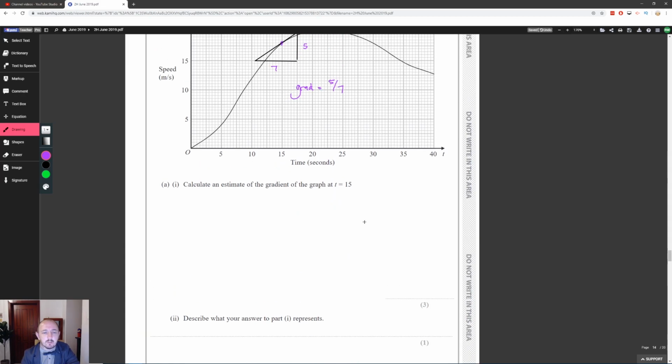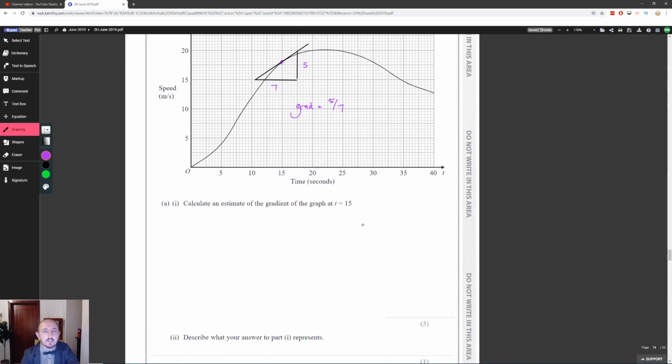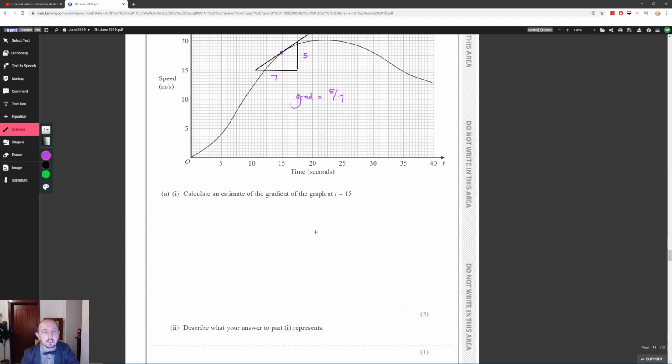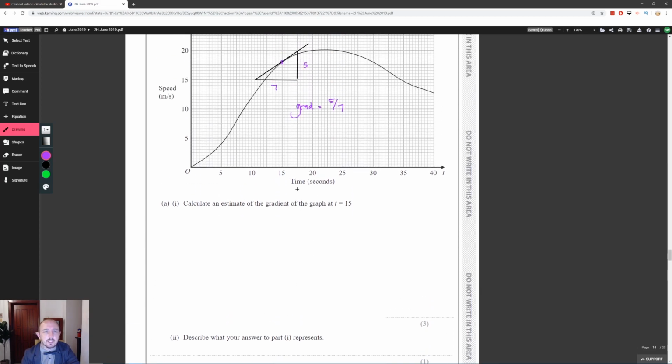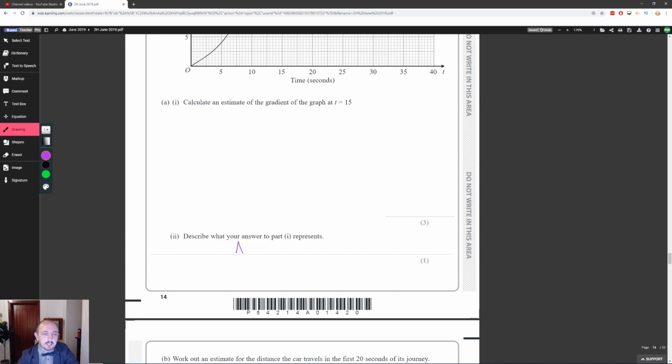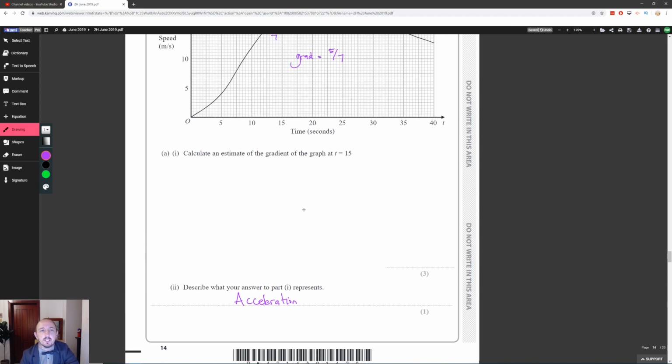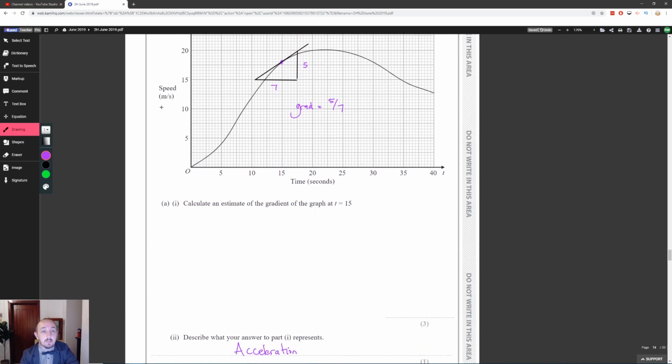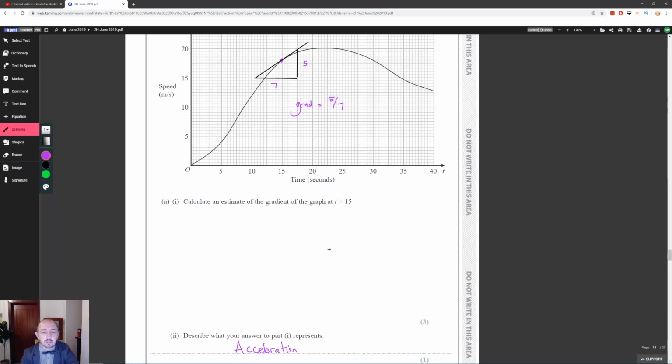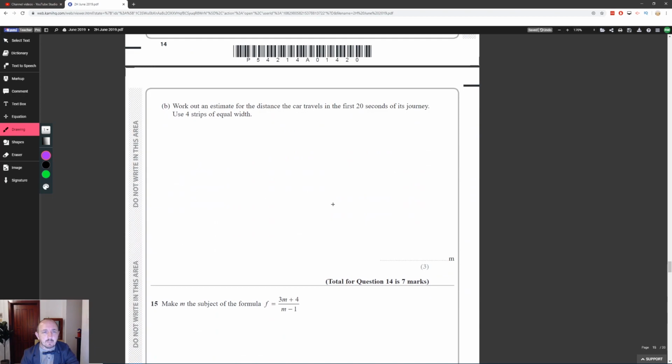Describe what your answer in part 1 represents. So when you do the gradient of a speed time graph, the gradient gives you the acceleration. Okay, and we can link that to our differentiation, because if you differentiate a speed like a velocity, you get the acceleration because you're working out the gradient of a tangent at that point.